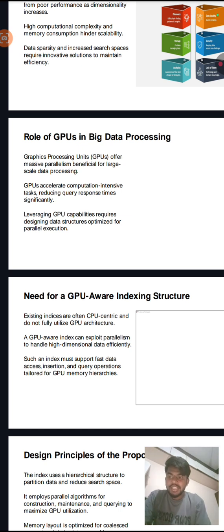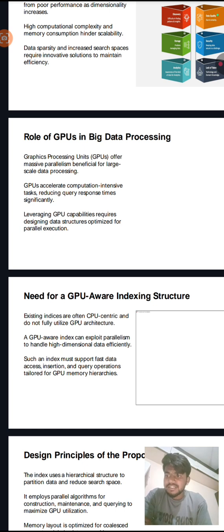Design options for GPU aware parallel indexing. Approximate nearest neighbor, ANN, structures. FAISS, Facebook AI Similarity Search, is a highly optimized library using product quantization and inverted files. And HNSW, hierarchical navigable small world graphs. HNSW on GPU allows fast search through a navigable small world graph structure.